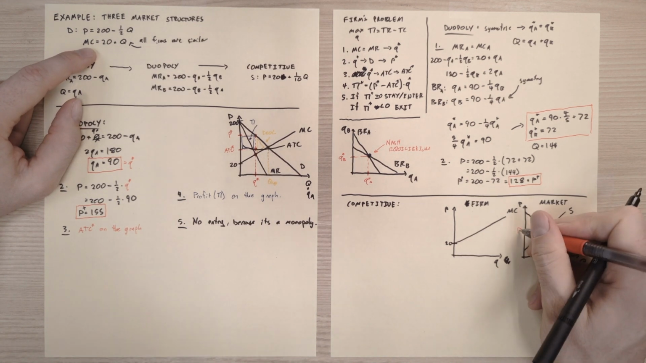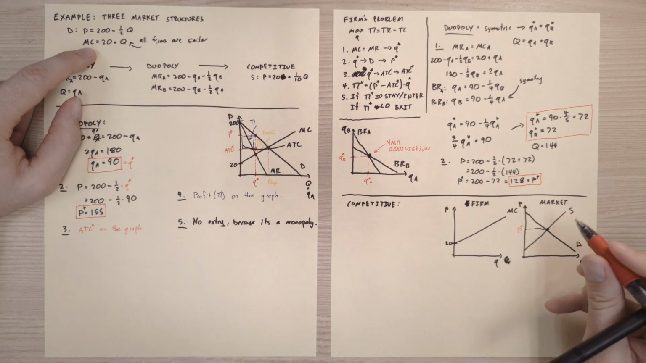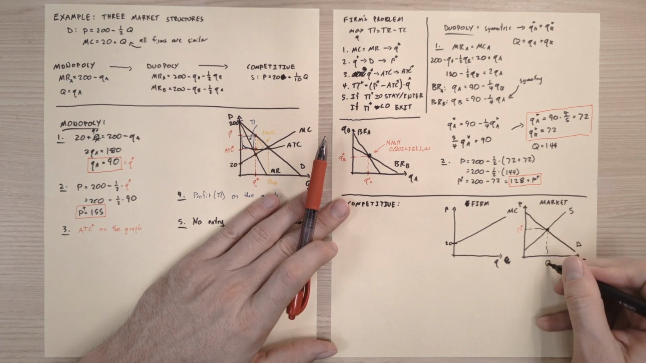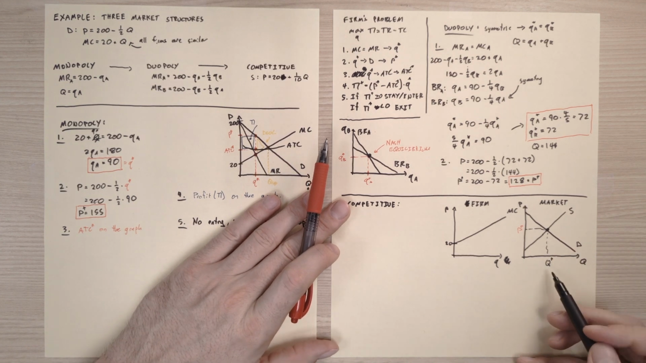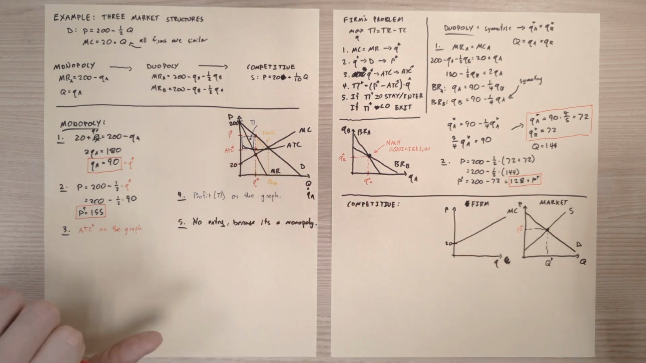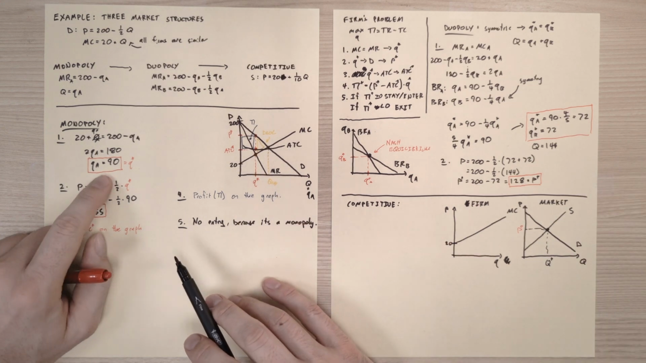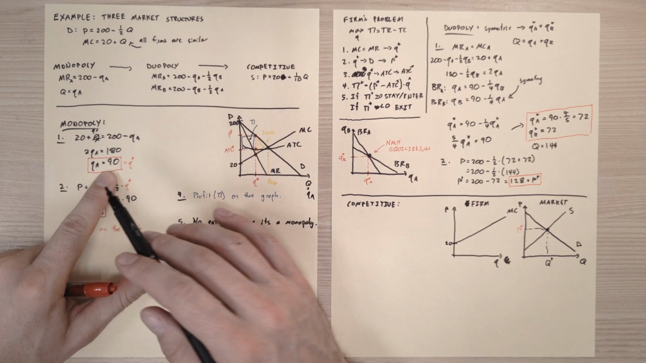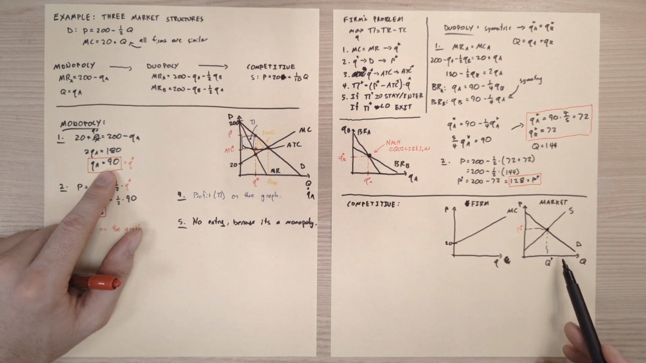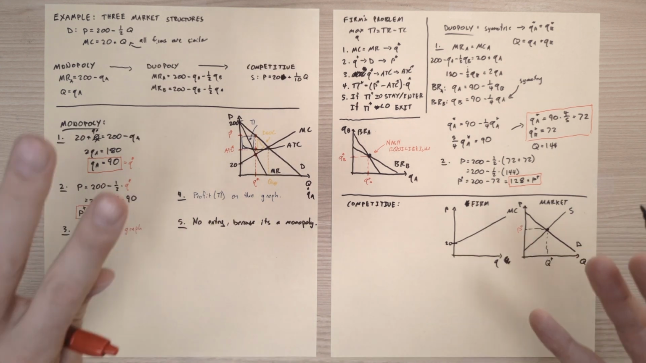Our market price is this thing. This will be our P star. Eventually we'll find what that is. And then we have our big Q star, which tells us how much the market is producing in total across all the firms. When we had one firm, that quantity was 90. When we had two firms, that quantity was 144. And when we have many firms, that quantity is probably going to be a lot larger.